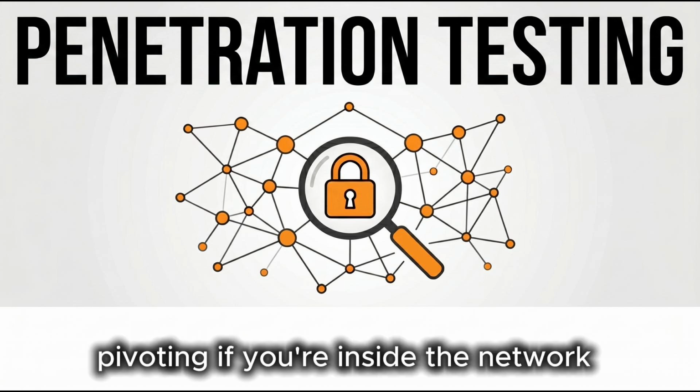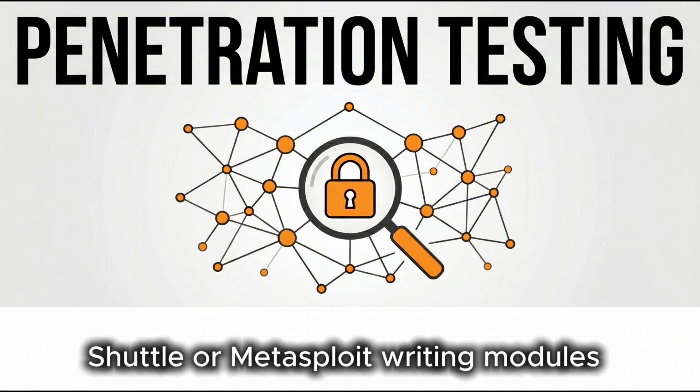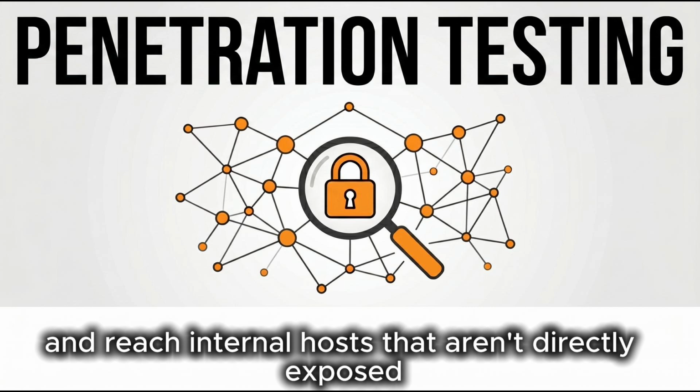Pivoting. If you're inside the network and you want to reach a different subnet, you need to pivot. Tools like Chisel, sshuttle, or Metasploit routing modules let you tunnel traffic through a compromised machine and reach internal hosts that aren't directly exposed.